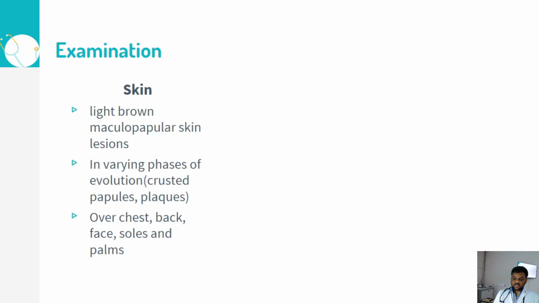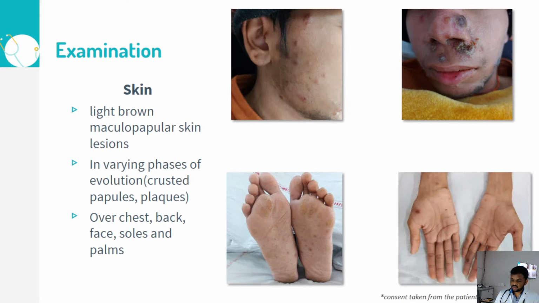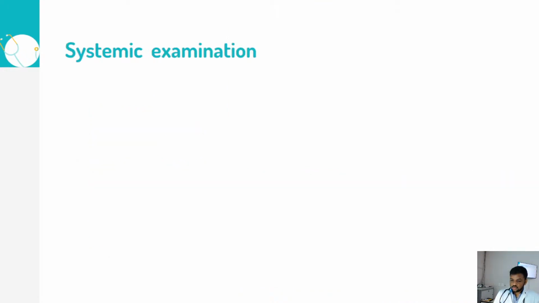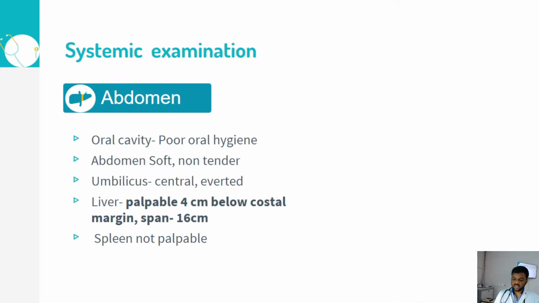On further examination of the skin, there were light brown maculopapular skin lesions in varying phases of evolution, that is crusted papules and plaques over the chest, back, face, soles, as well as palms. So we can see the lesions present on the face, chest, back, palms, as well as soles. Coming to systemic examination, on abdominal examination, oral cavity, he has poor oral hygiene.